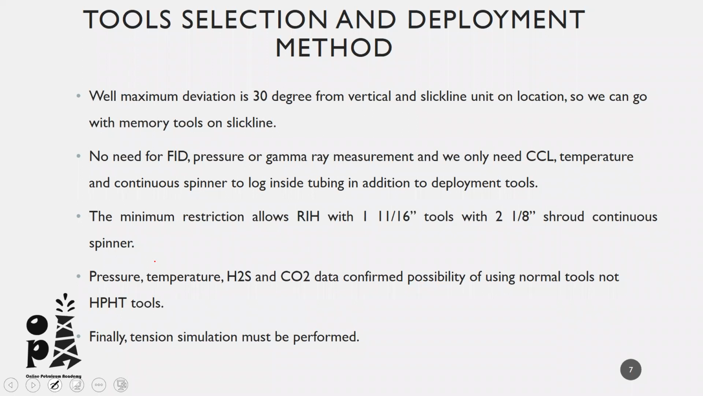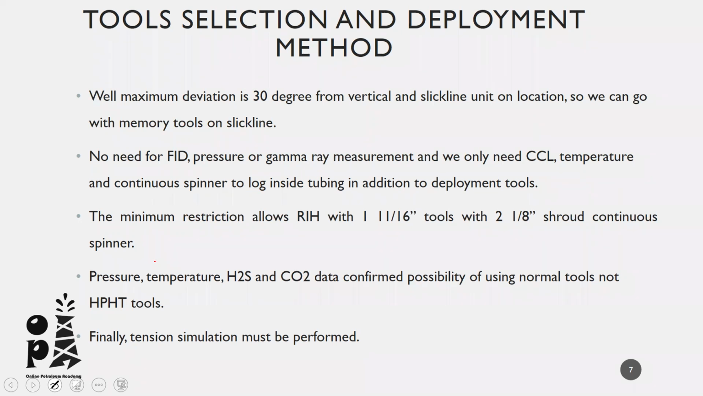Of course, the bigger the spinner, the larger the OD of the spinner, the better the resolution of the spinner. So we always look for bigger or larger OD blade spinners. The pressure and temperature of our wells are normal, not high-pressure, high-temperature wells, so we can go with the normal tools. Most of our tools are limited to around 350 degrees Fahrenheit. So our well temperature is below this value, so we can go with the normal tools.